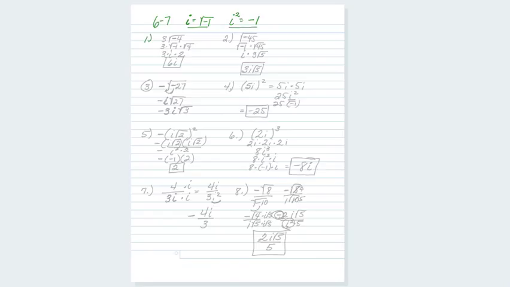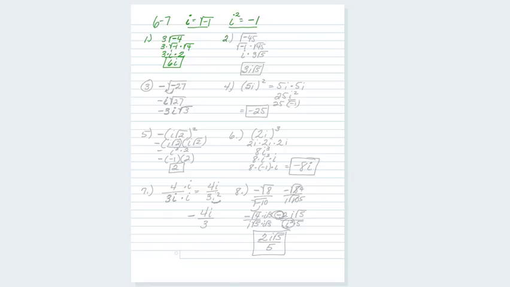Example number 1, if we have 3 times the square root of negative 4, and we need to simplify this down, the very first thing we're going to do is recognize that this is the square root of negative 1 times the square root of 4. So the square root of negative 1 is i. The square root of 4 is 2. And so this would be 6i as our answer.